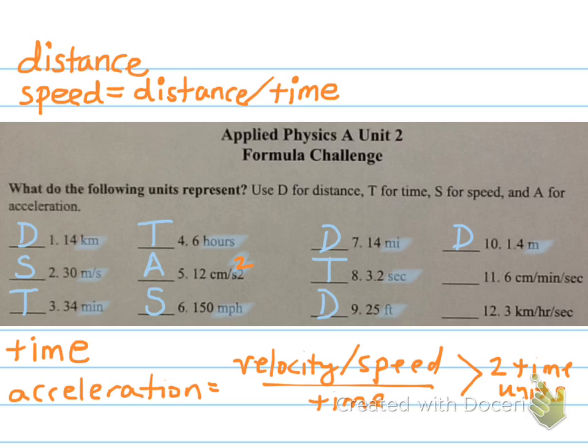Now we have centimeters per minute per second, so that's 2 units of time, which means that's an acceleration. And kilometers per hour per second, which again has 2 units of time, so that is an acceleration as well.